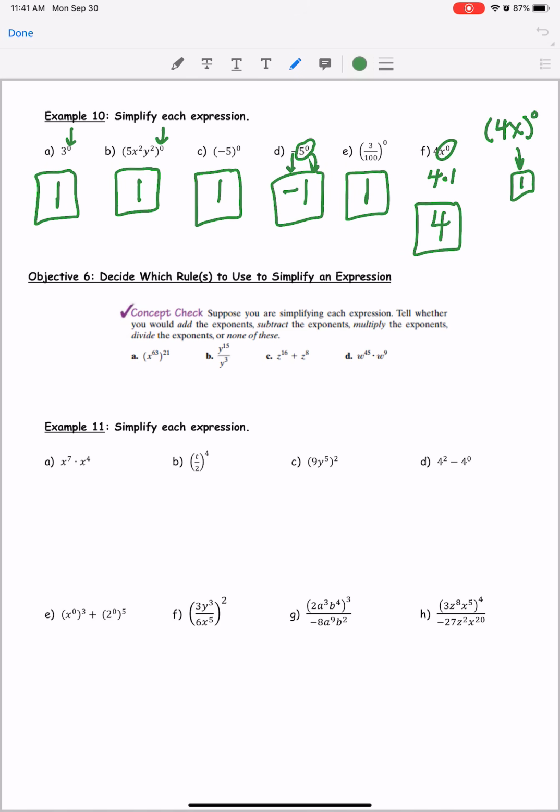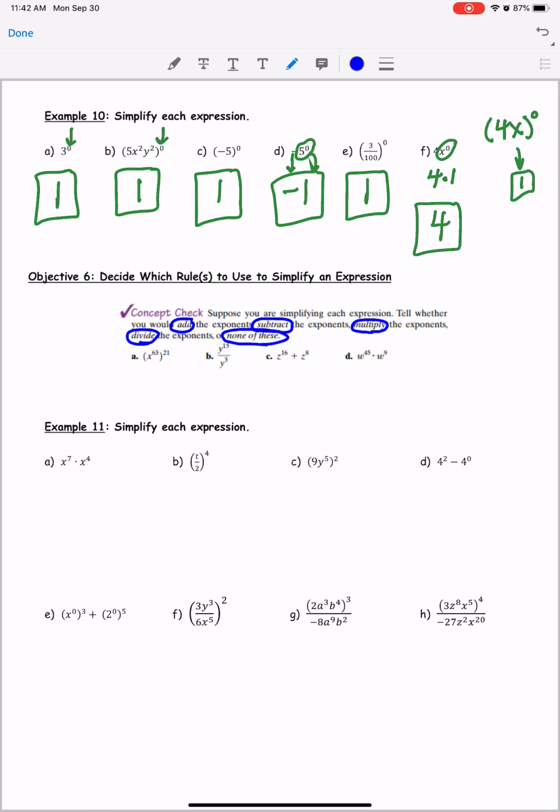Okay, so we have gone through 6 different rules now, I think, if I counted those right. So now you have to be able to tell, when are you doing what? When are you distributing the exponent? When are you multiplying? When are you adding? When are you subtracting? Okay, when is it just to the 1 power? So this little concept check right here says, suppose you are simplifying each expression, tell whether you would add the exponents, subtract the exponents, multiply the exponents, divide the exponents, or the funnest, none of these.